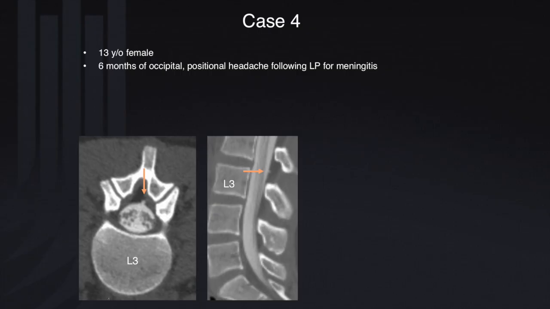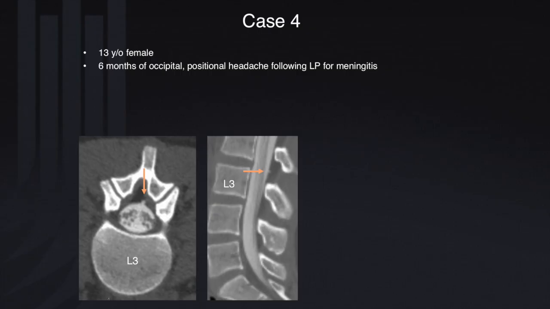So case number 4, this is a 13-year-old female. She had 6 months of occipital and positional headaches after an LP for meningitis. Here, I'm showing you this because this is, I think, the exception to prove the rule. There's our little dorsal arachnoid bleb, right? Or a little bleb there. That's what we're hoping to see, at least because now we know we have a target.